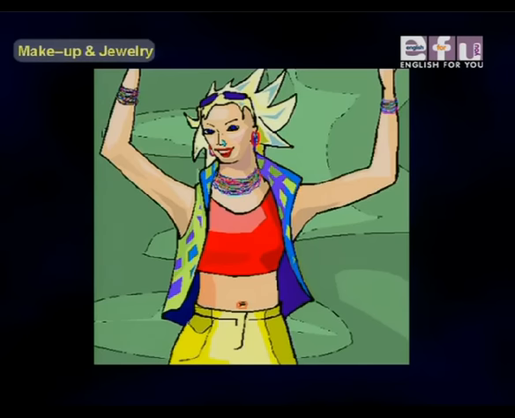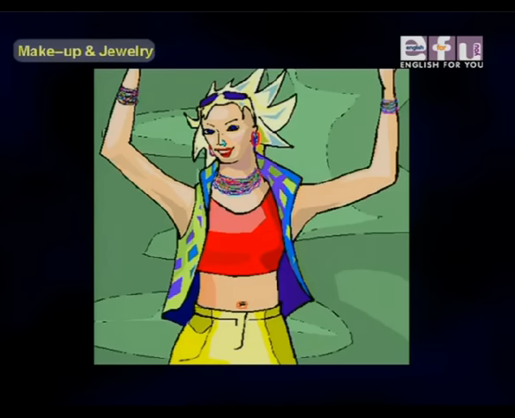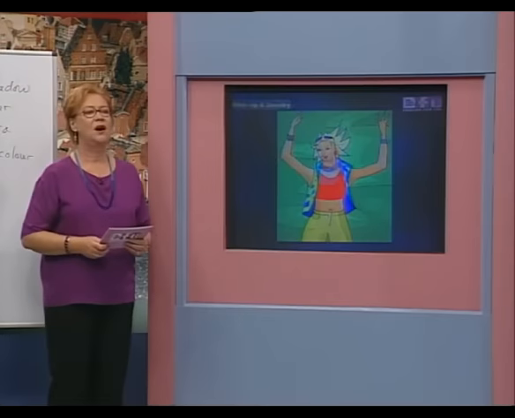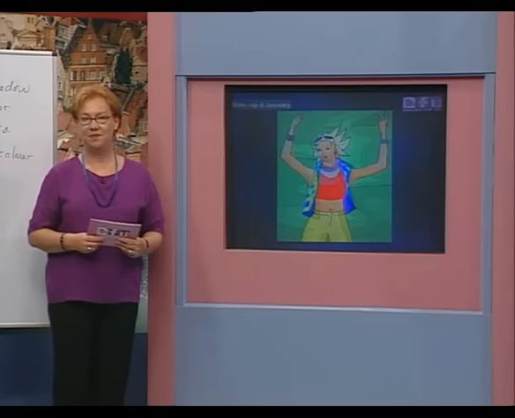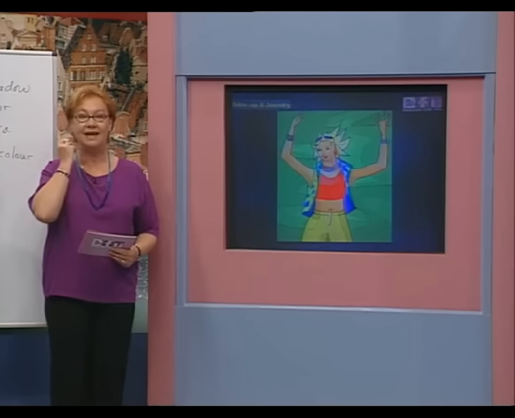Now, one last photo, and Susan will do this. You tell us about this person. She's young. She's pretty. She's wearing eyeshadow and mascara. She's wearing a red lipstick. She's wearing a lot of earrings. And teacher, what's that? That is a nose ring. Okay, she's wearing a nose ring. Yes, good job.